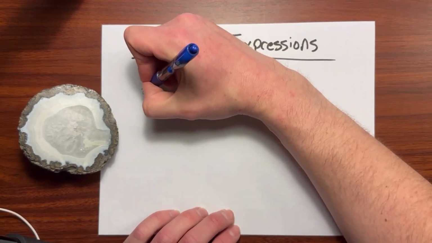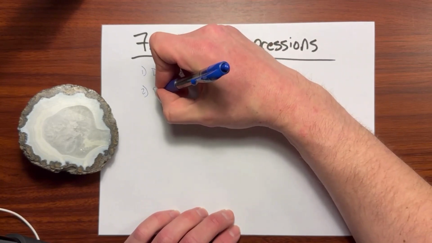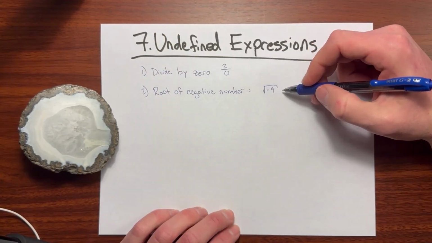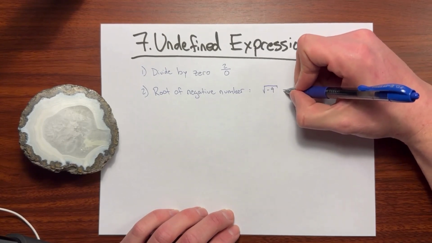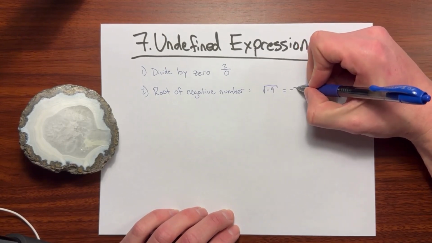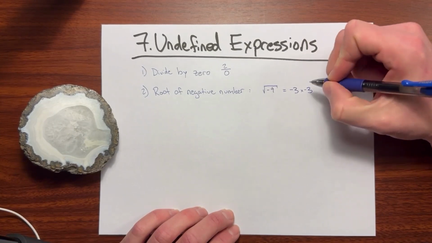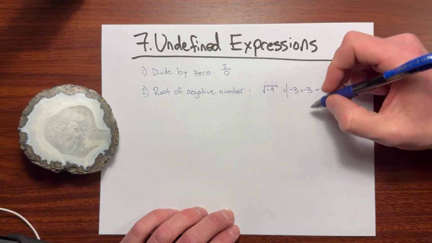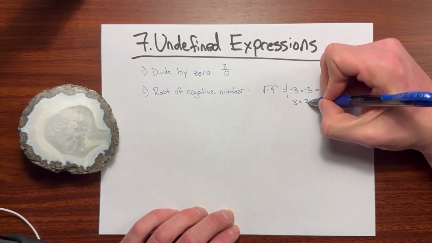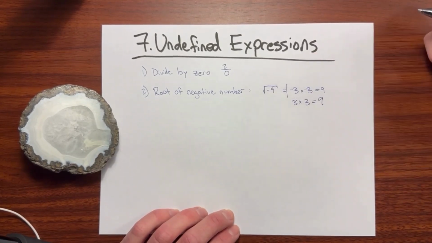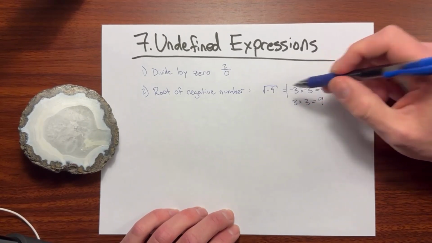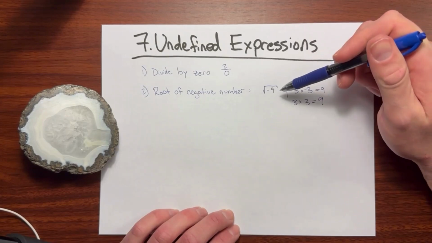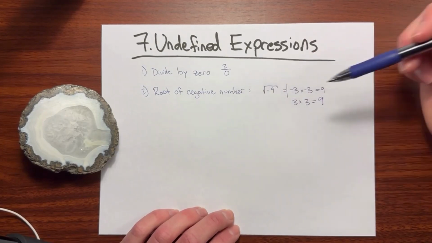The second type of undefined expression you'll need to know is the root of a negative number. So an example here would be the square root of negative 9, because if you try multiplying two negative numbers together, you end up with a positive. If you're doing two positives, you end up with a positive, and you can't do a mix to get that square root number. So we would also call this an undefined expression when you have the root of a negative number.